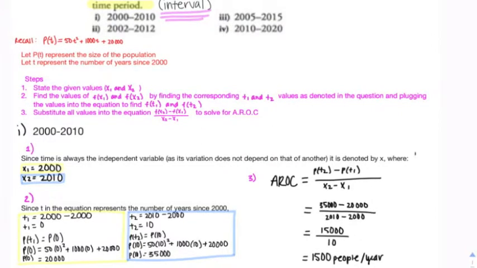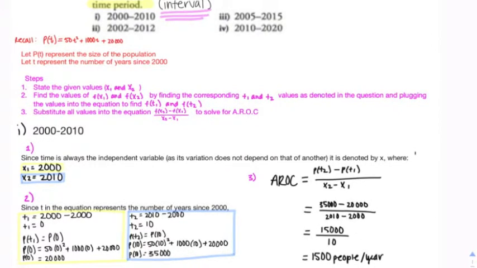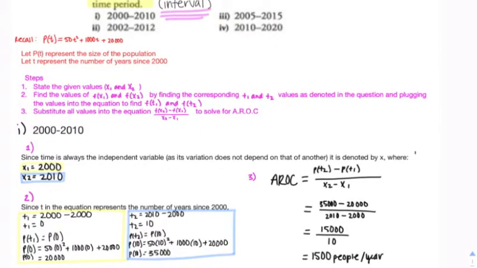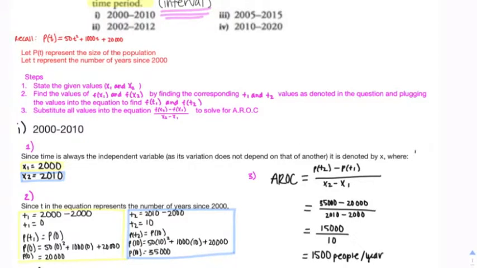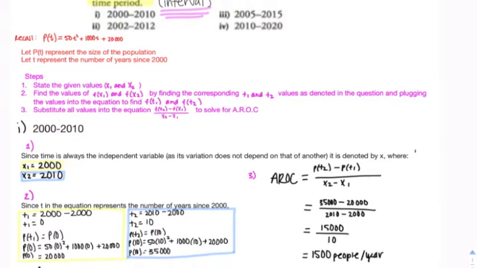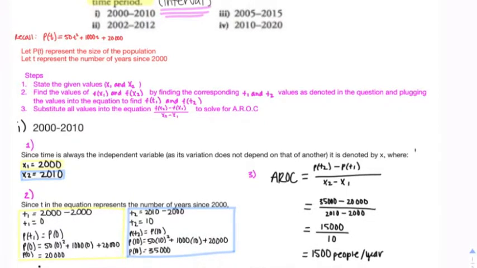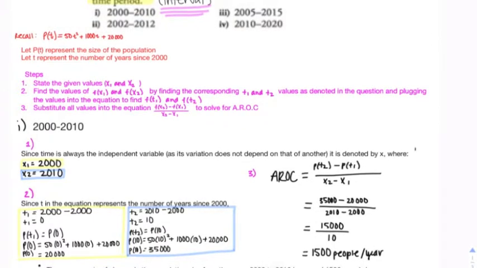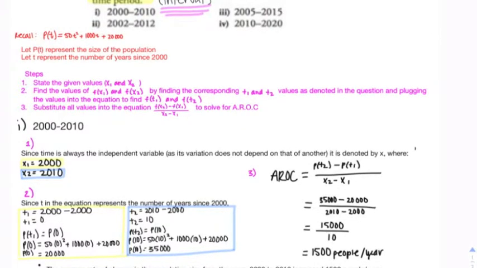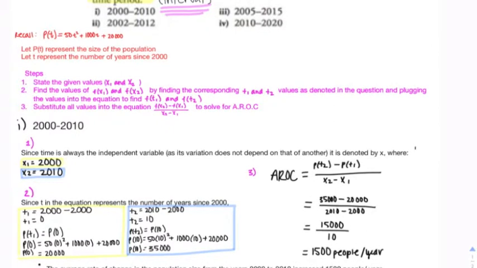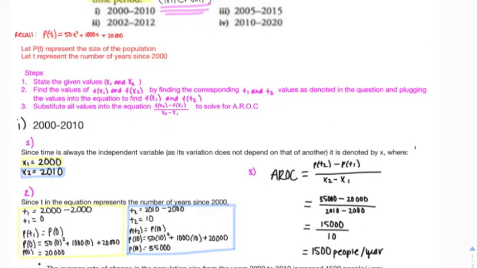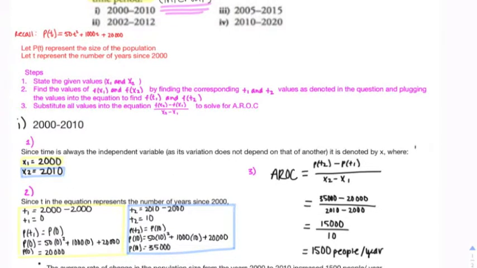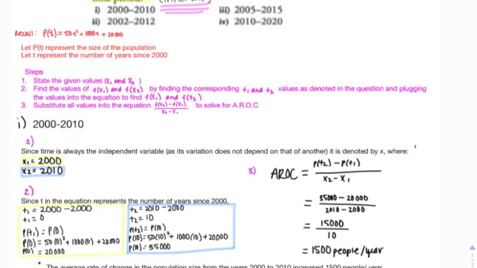This is the value that is plugged into the P of t1 spot, or f of x1 spot, of the general AROC formula. Likewise, the blue boxes indicate where the value of x2 is used to find the corresponding value of t2, which is inputted into the P of t equation. Since the value of x2 is 2010, and 2010 is 10 years away from 2000, the value of t2 is 10. Once the value of t2 is inputted into the P of t equation, the value is 35,000. This is the value that is plugged into the P of t2, or f of x2 spot, in the general AROC formula.